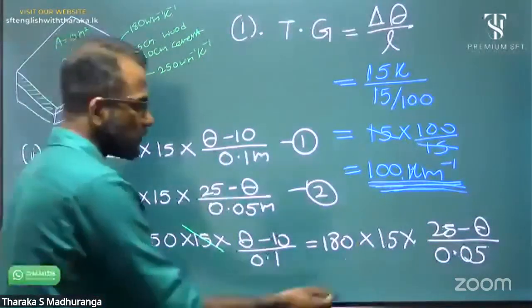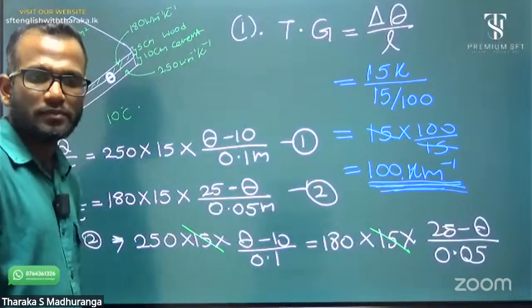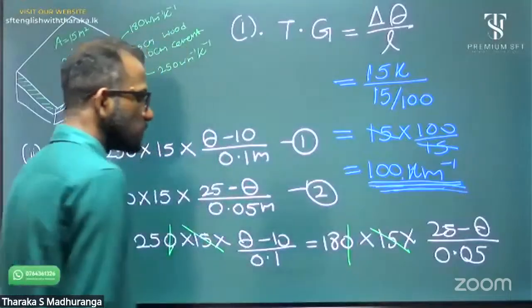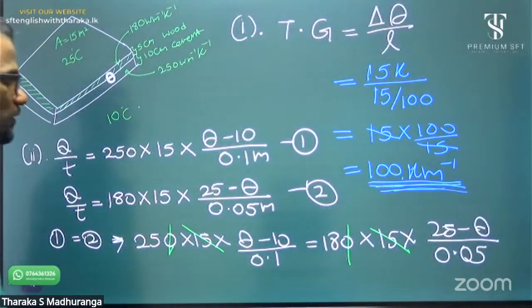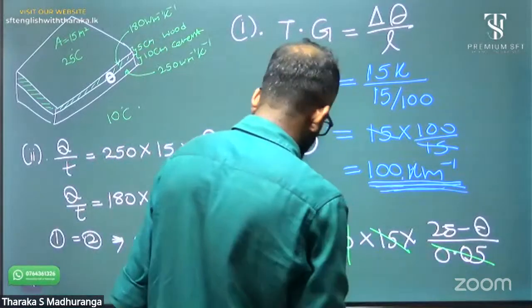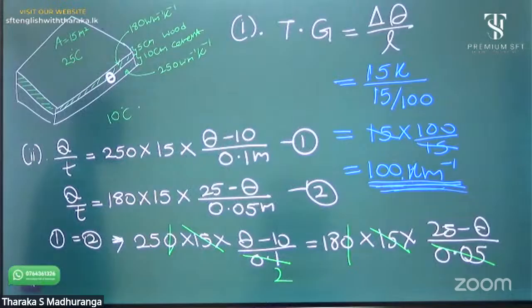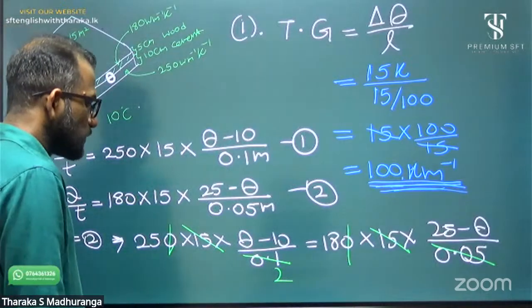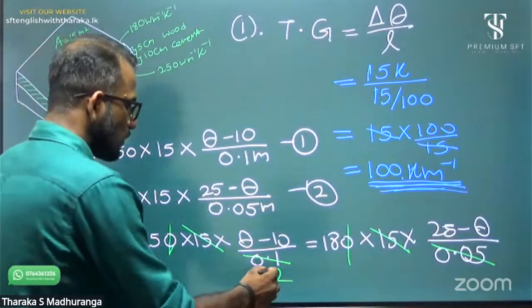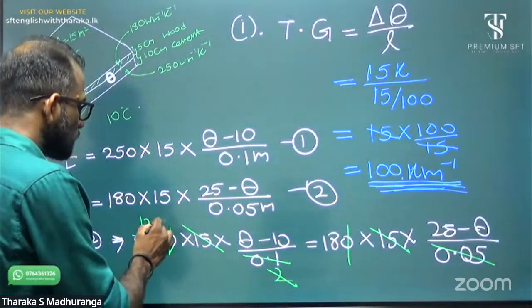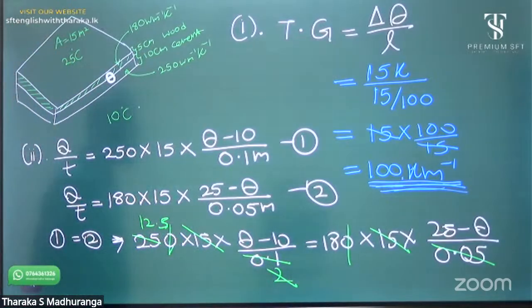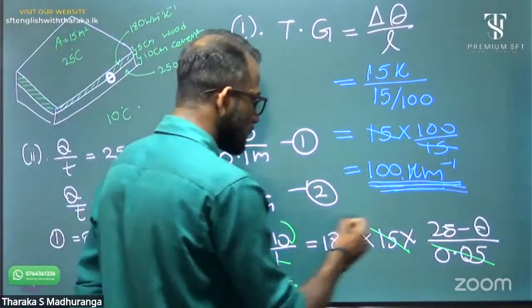Now 15 and 15 cancel out because they are the same. The 0s cancel out. 0.1 to 0.05 is 2, right? And 25 gives 12.5. It's easy, better to cancel out. Now it is easy. I'm going to add brackets.